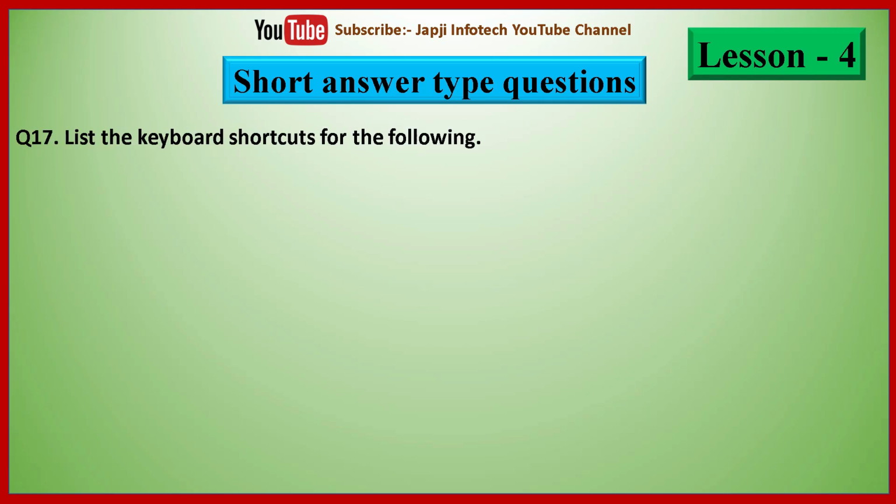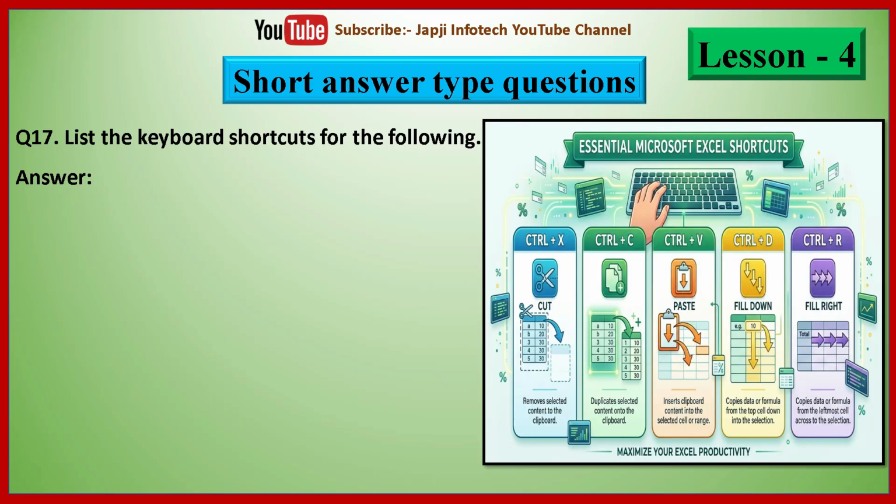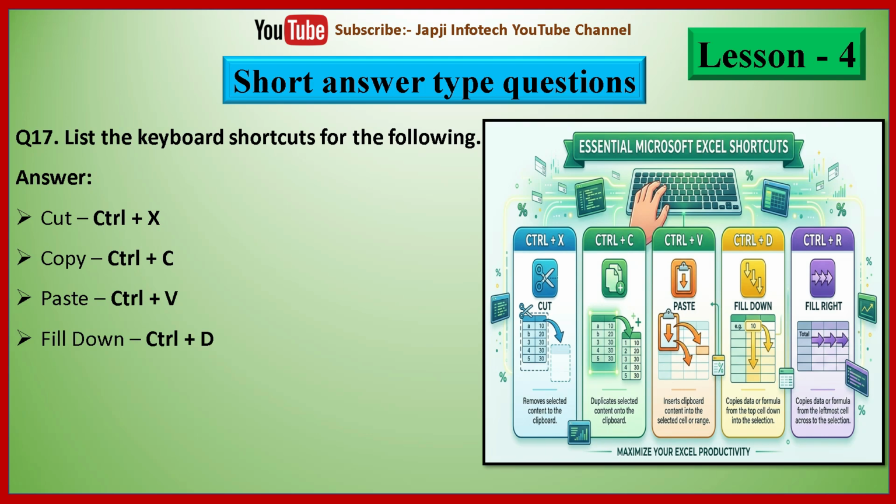And 17th question is, list the keyboard shortcut for the following. And the answer is, for cut we use the shortcut key Ctrl plus X. For copy we use Ctrl plus C. And to paste data we use Ctrl plus V. And to fill down the series we use Ctrl plus D. And to fill the series from left to right, we use Ctrl plus R shortcut key.